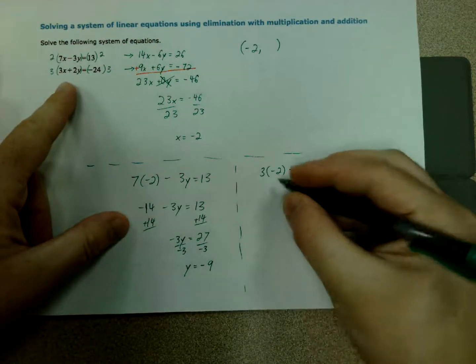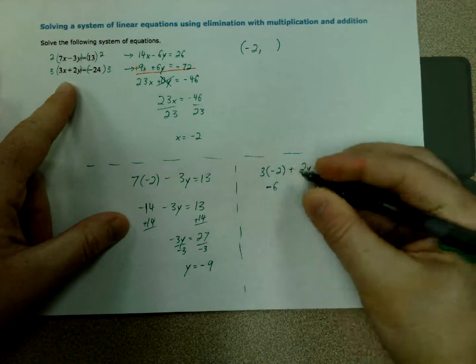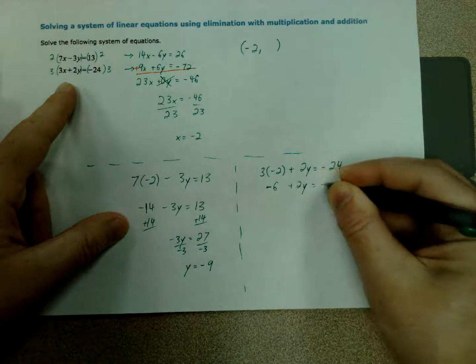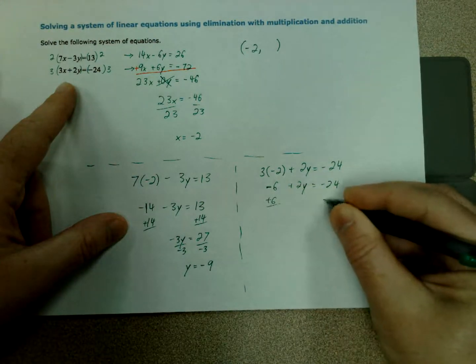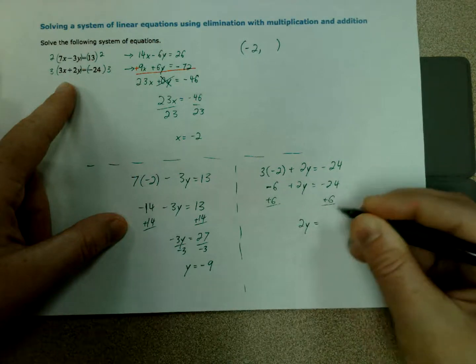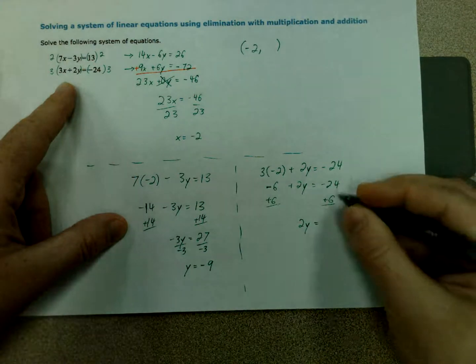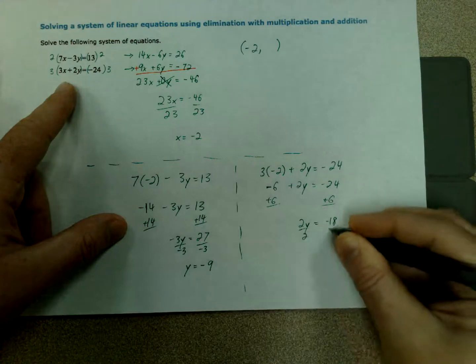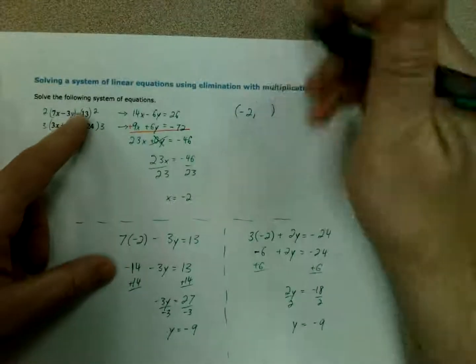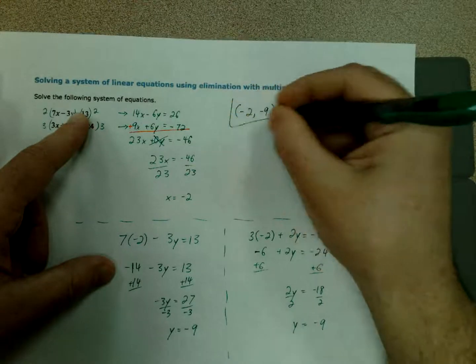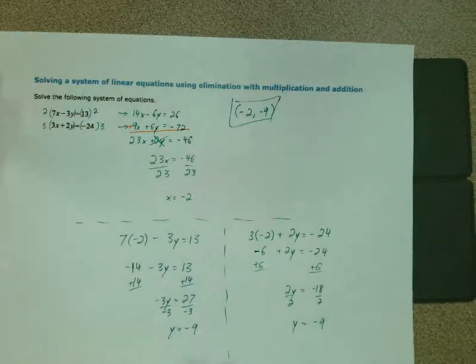Okay, so my negative 6 here, if I multiply those, add the 6 over, we end up with negative 18 divided by 2, and we do end up with negative 9. So we got negative 9 for both of them, so that means we should have the correct answer of negative 2 comma negative 9.